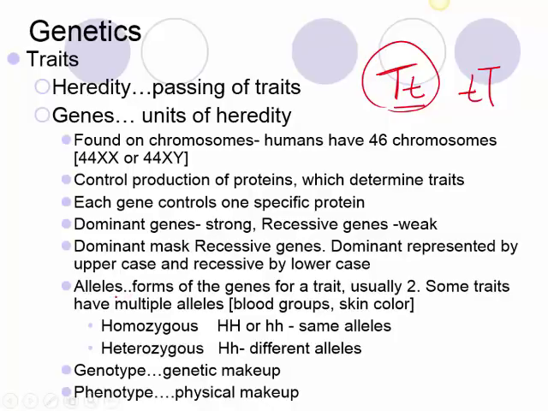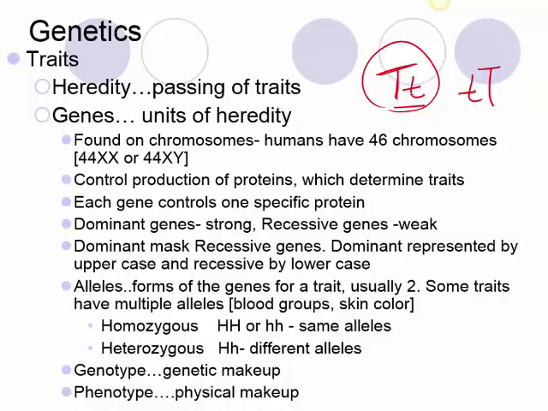Alleles are the forms of the gene, the traits. So these two are what are called alleles. This is the tall allele, and this is the short allele, for example. They are basically just the forms of the gene. So for height, there is a tall gene and a short gene, right? So this is the tall allele and this is the short allele.